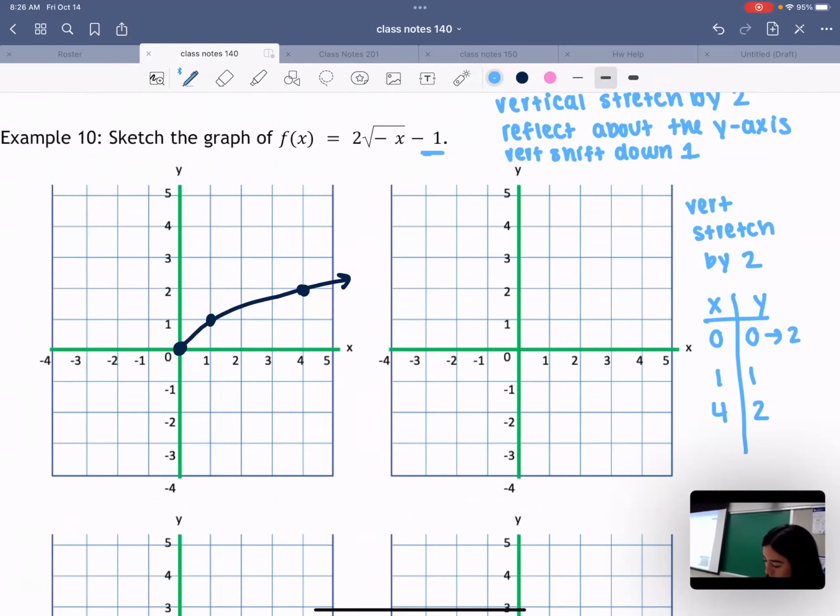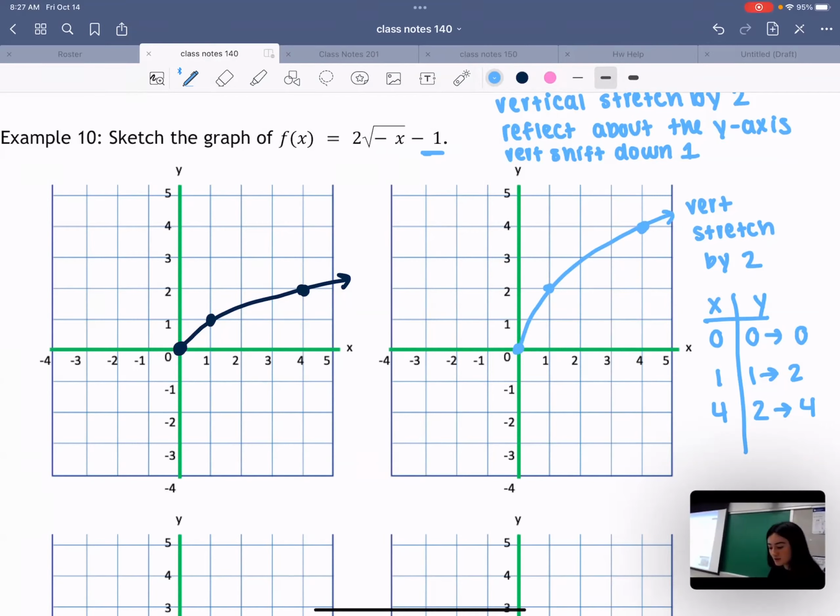So 0 times 2 is 2. 1 times 2 is 2. 2 times 2 is 4. Okay, so I can go in and draw my new points. Oh, sorry. 0 times 2 is not 2. It's 0, right? My one mistake every class, or multiple. Okay, so I got 0, 0. I have 1, 2, and 4, 4. So this is what my graph looks like now.